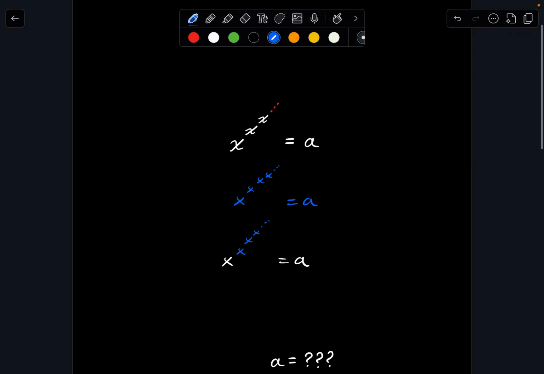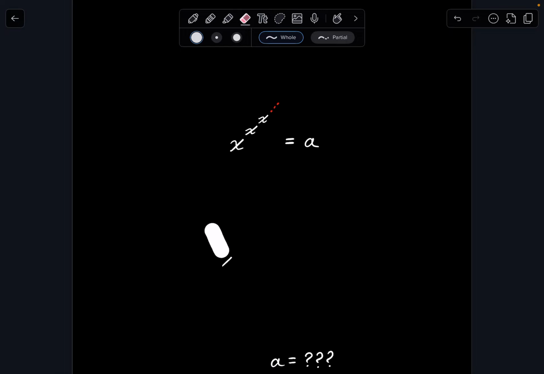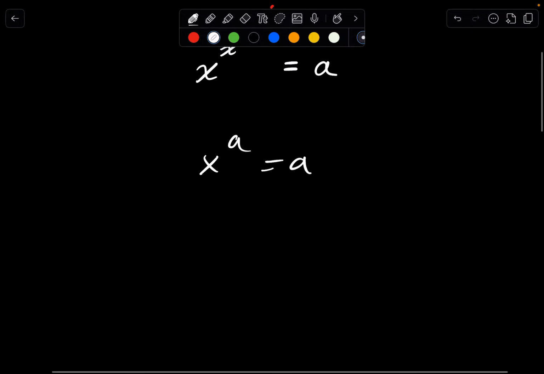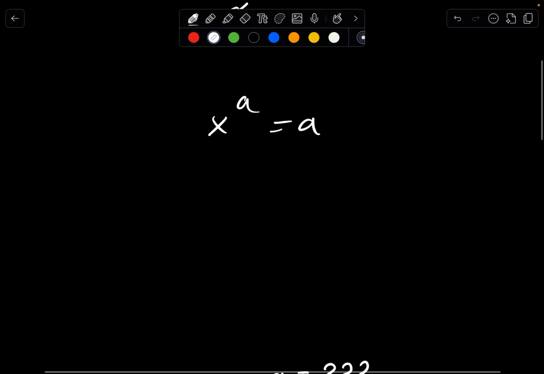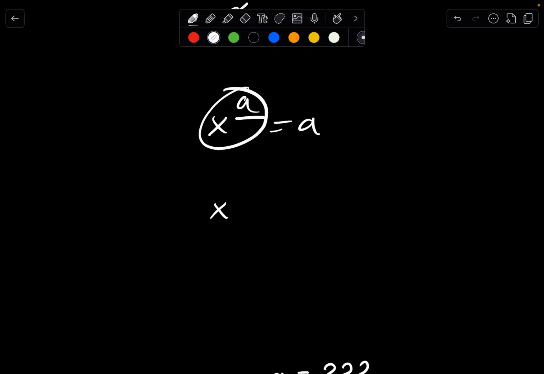So, with this new knowledge, we can rewrite the original claim of x to the x to the x to the x equals a as this. We can do it like this. We have x to the power of a is equal to a. And it works out if we try to reverse the process as well. If we say what's a? Well, a is x to the a. So then we get x, and then we replace x to the a equals a. And then what's a again? And then you repeat that process and you'll get x to the x to the x to the x.